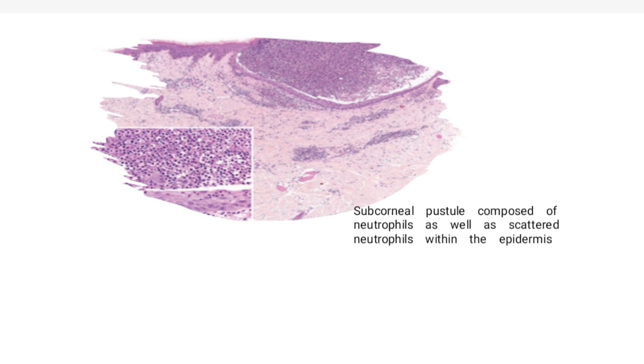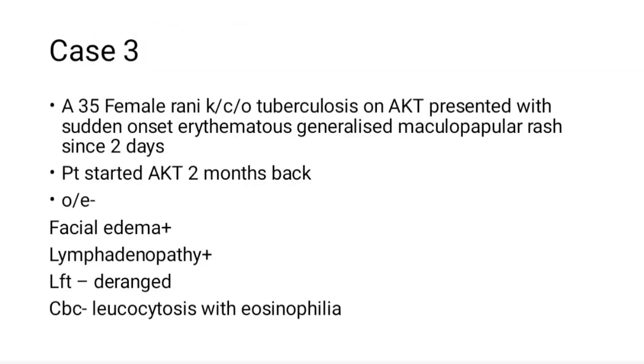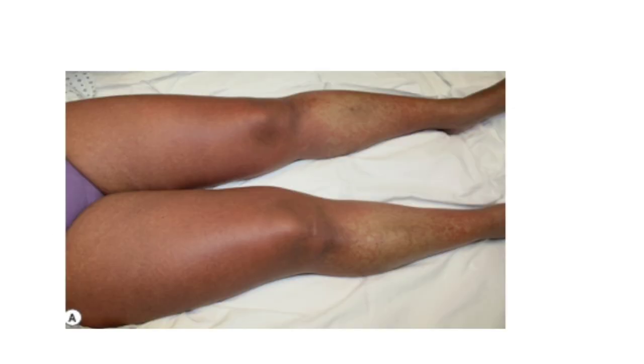My case 3 would be a 35-year-old female, Rani, a known case of tuberculosis on anti-Koch treatment, presented with sudden onset erythematous generalized maculopapular rash since 2 days. Patient has started AKT 2 months back. On examination, there was facial edema, lymphadenopathy, LFT was deranged, and CBC showed leukocytosis with eosinophilia. And here is the picture of it.